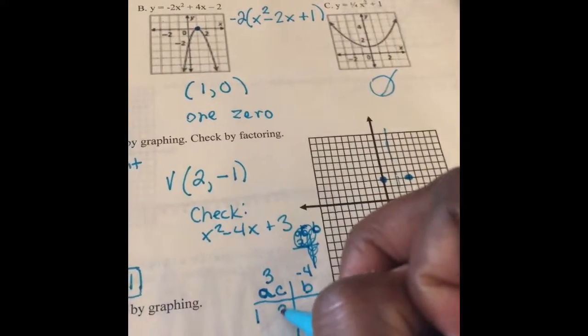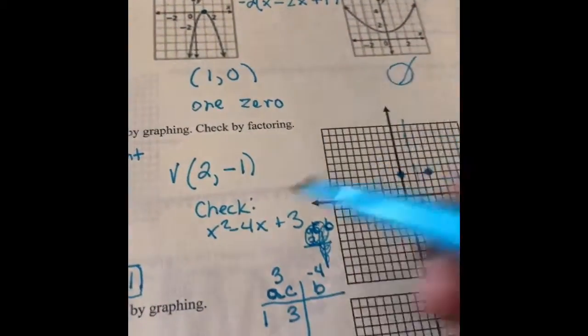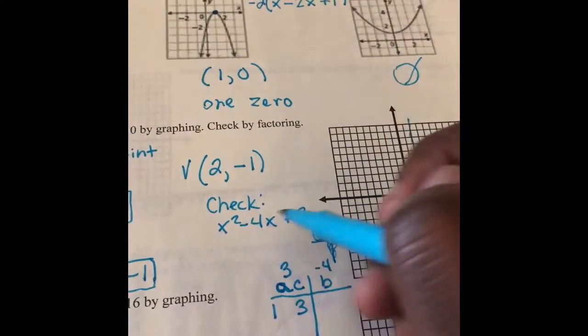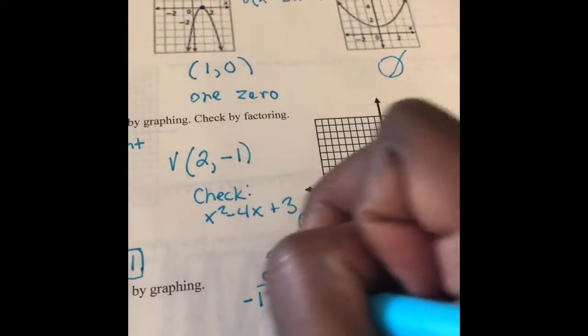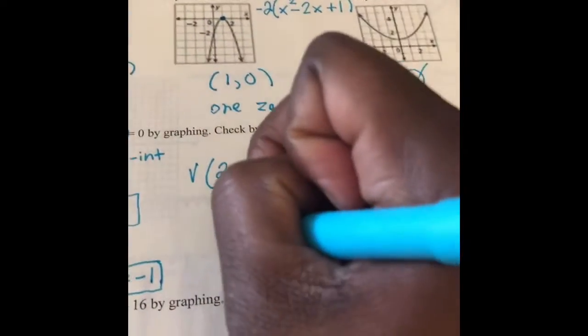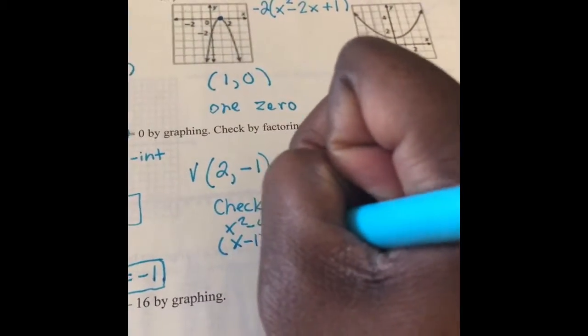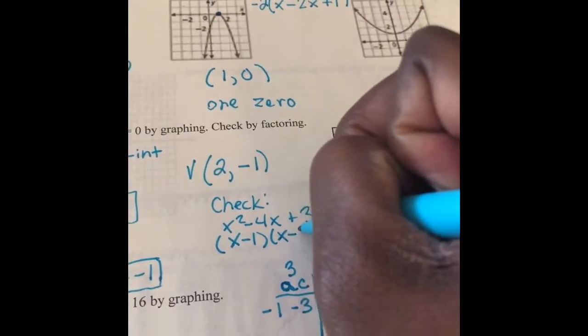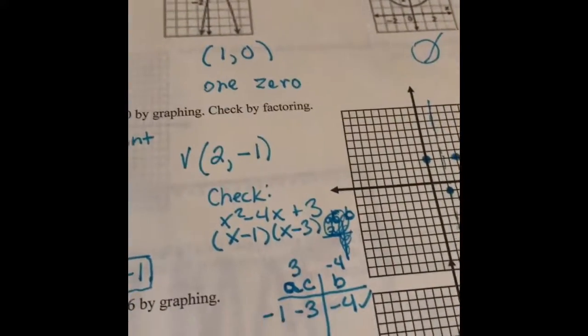So that would be which factors of 3 will get us to -4. We know 1 times 3, because it's a prime number, is the only option. We have a sign of a negative, and a negative times a positive is a negative, so both of our signs are going to be negative, so it becomes -4. That means in our parentheses we have an x minus 3 and an x minus 1.